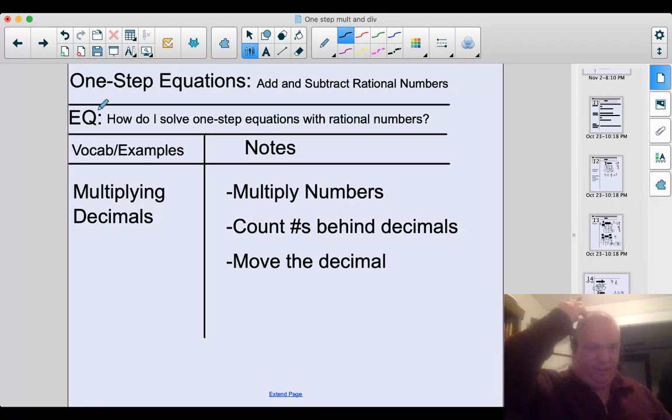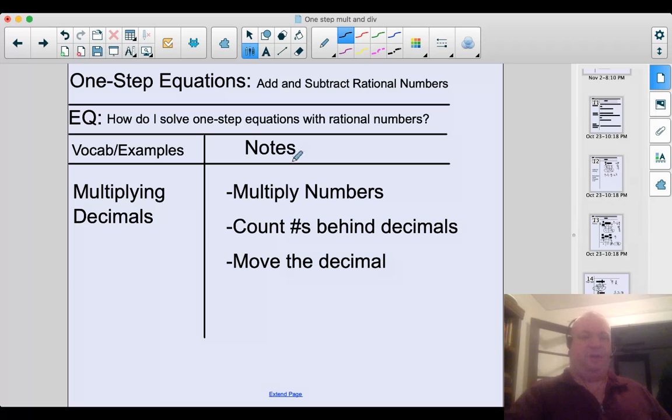All right, so let's take a look at multiplying and dividing decimals real quick. Remember, when you're multiplying decimals, you don't need to line up the decimal points. You're just going to multiply the numbers as if the decimals weren't there. Count the numbers behind the decimal and move it to have the same number of digits behind the decimal in the answer as in the problem.